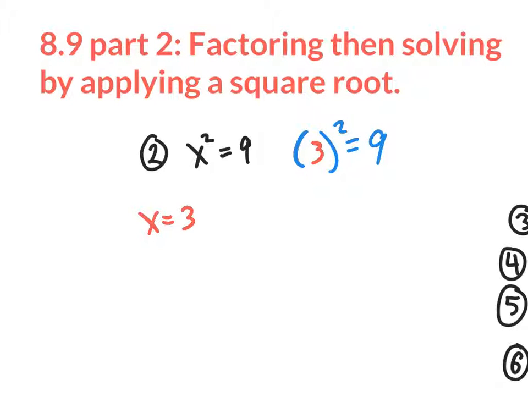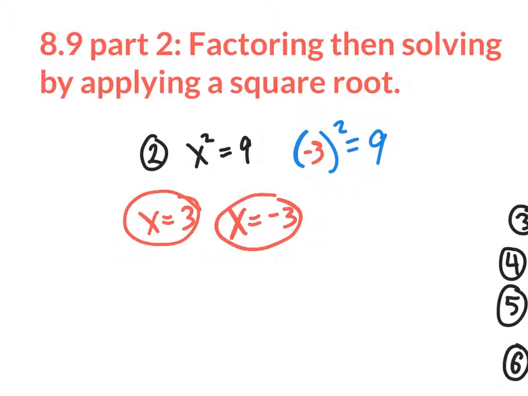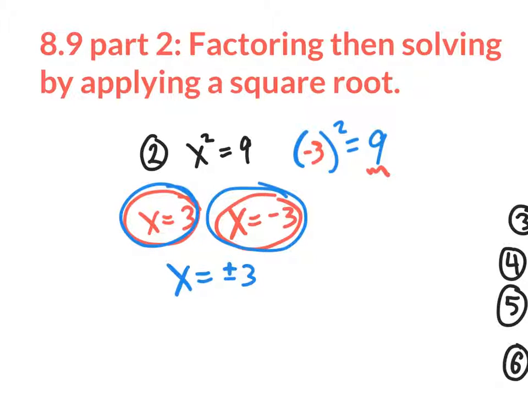But there's also another answer besides this answer 3. There's also negative 3, ladies and gentlemen. Because if you plug in negative 3 and you square it, it'll also give you a positive 9. Do we see that? Yes. Now, instead of having to write both x equals 3 and x equals negative 3, we could do this notation, x equals plus or minus 3, okay?